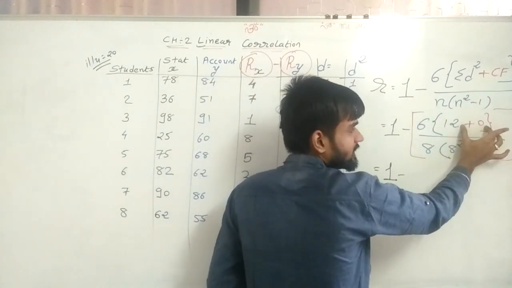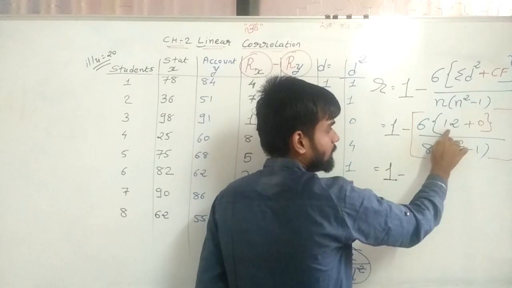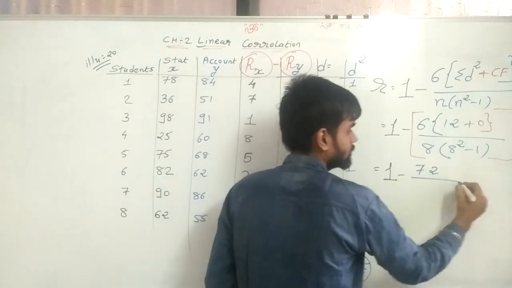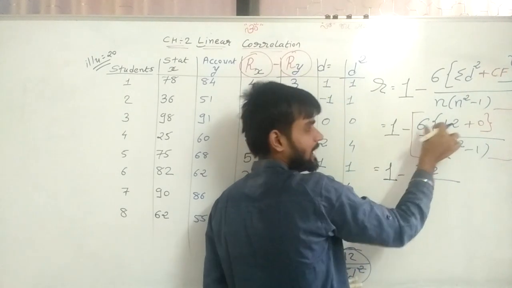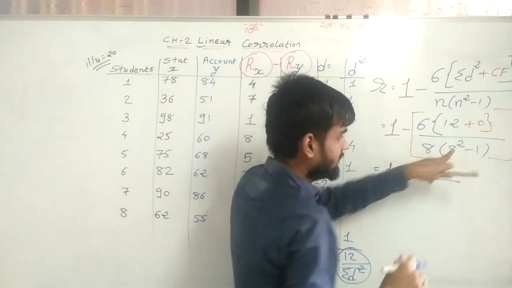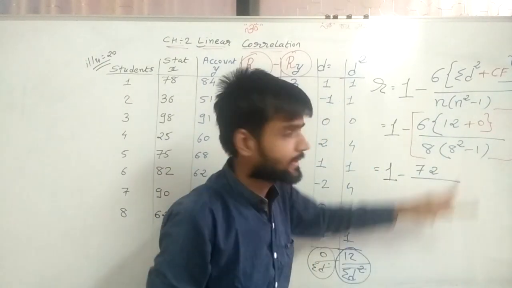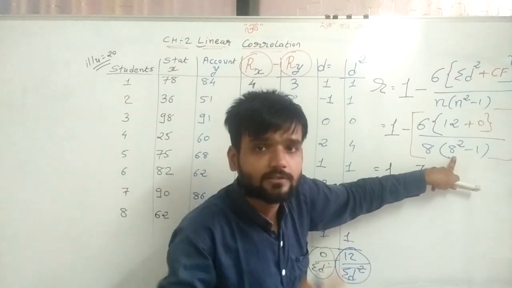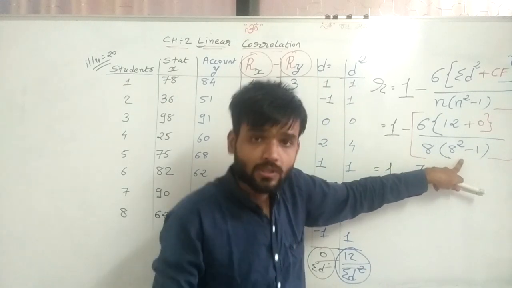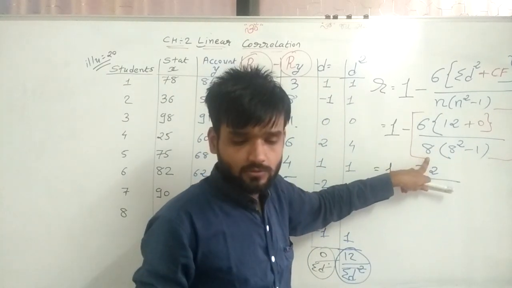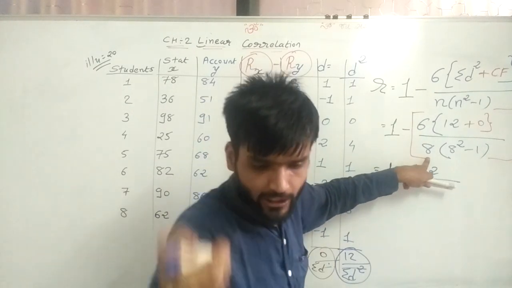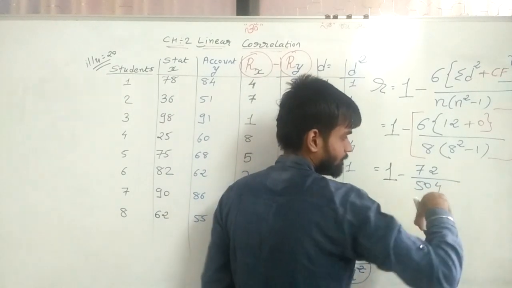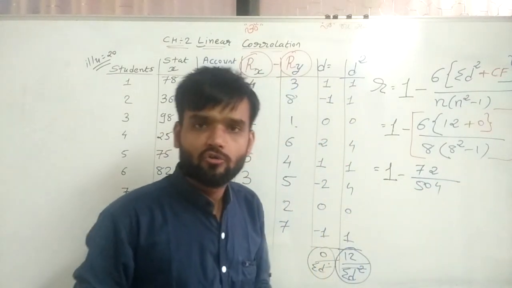So 12 plus 0, so 12 is there. 12 into 6, 72, so write 72. First solve the bracket. 8 square, 64. 64 minus 1, 63. 63 into 8, the answer is 504. So write down 504.